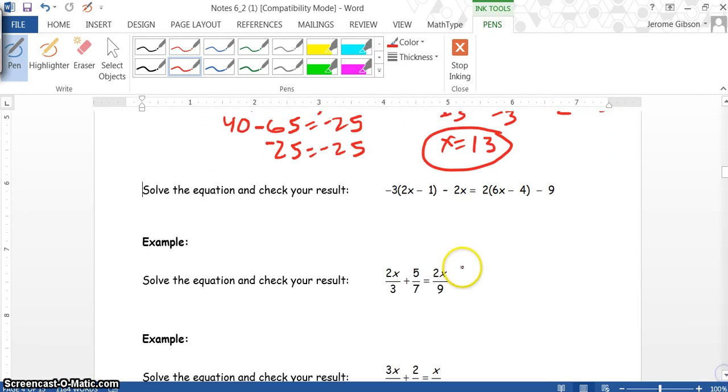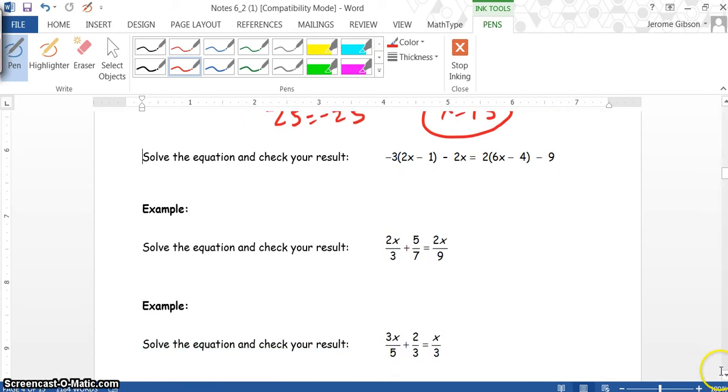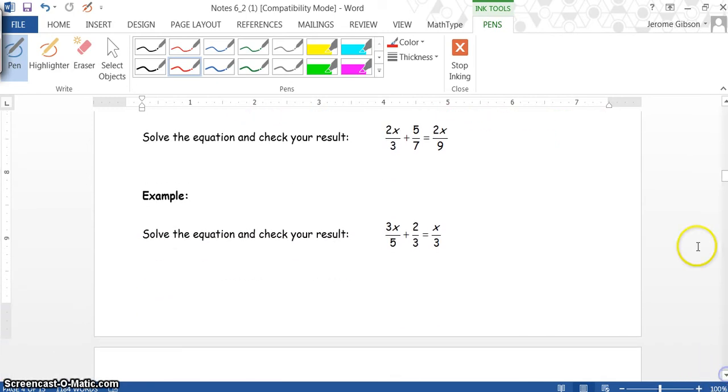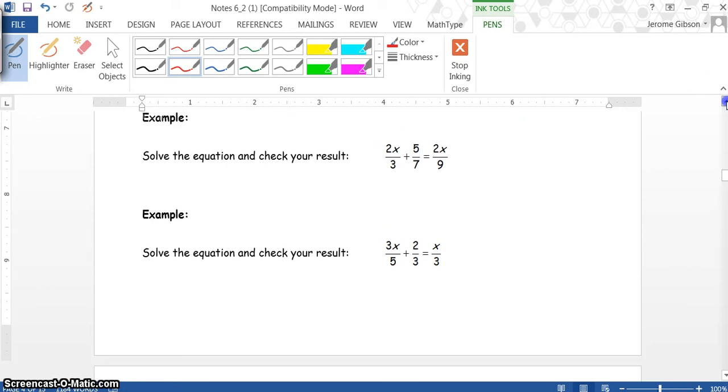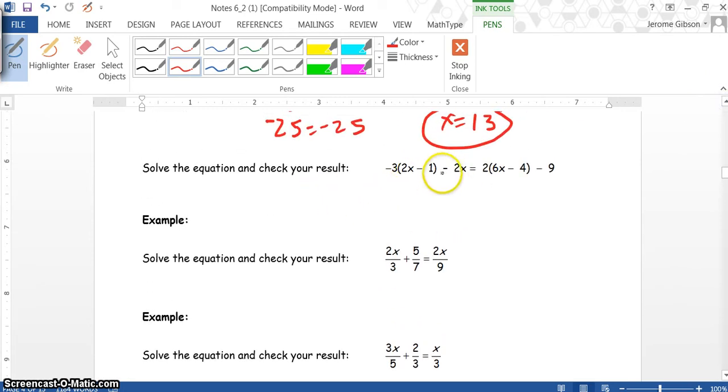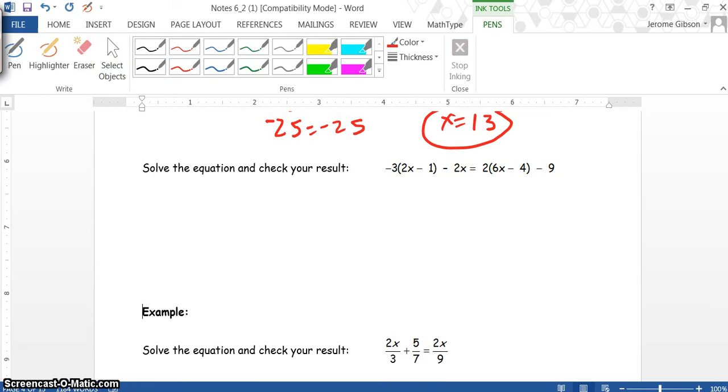Okay, so now listen, for all of these, we're not going to check every last one of them, but that is very good practice. So what I'm going to do here, going to do this next problem, but this next problem I'm not going to check it. You can check it at your leisure. But right now, I'm just going to go through and solve this problem.